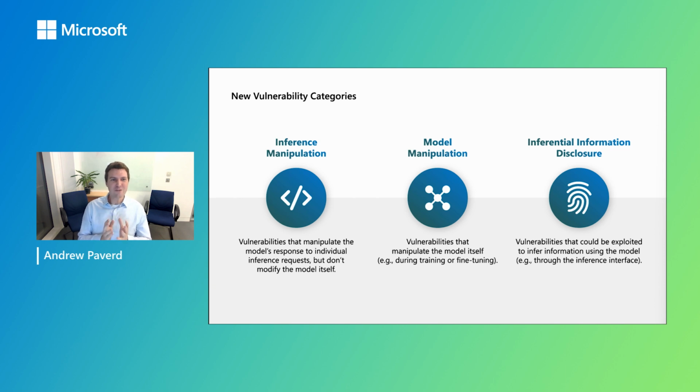So firstly, we have inference manipulation. This is a category of vulnerabilities that manipulate model responses at inference time. So they don't change the underlying model, they don't change the underlying system, but they somehow interfere or manipulate a single inference request. You can think of it like modifying a single user session.